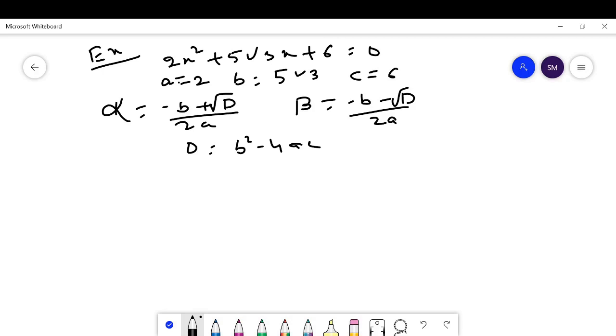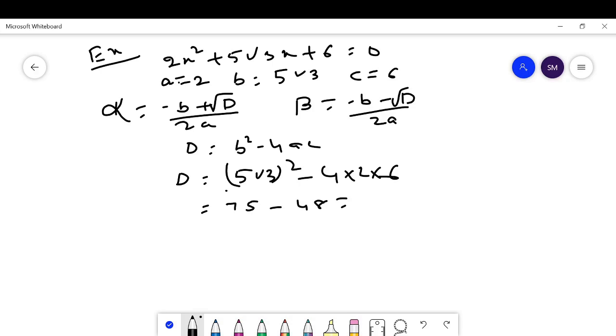Then here find out what is the value of d. d is (5 root 3) square minus 4 into 2 into 6. Then (5 root 3) square: 5 fives are 25, 25 times 3 is 75, minus 4 twos are 8, 8 sixes are 48. 75 minus 48 is 27. 27 is a positive number greater than 0. Then here we get alpha and beta are two distinct real roots.